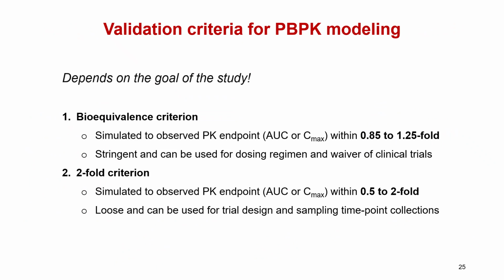The validation criteria for PBPK modeling depend on the purpose of the study, but mainly bioequivalence criteria or twofold criteria are two of the most used validation criteria for modeling exercises. Bioequivalence criteria suggests that the simulated to observed PK endpoints, AUC or Cmax, lie within 0.85 to 1.25. It's a bit more stringent but can be used for dosing regimen and waiver of clinical trials. On the other side, twofold criteria is a bit on the looser side, but it can be used for the trial design or to assess the sampling time point collections.